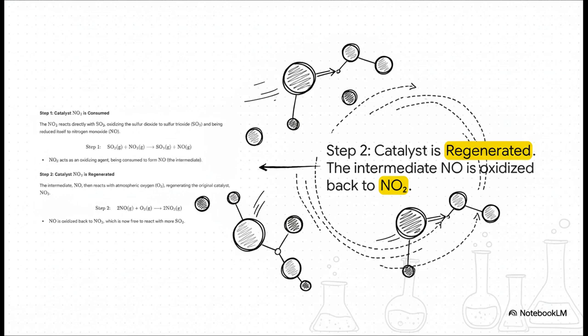Then, in step 2, that intermediate, the nitrogen monoxide, reacts with oxygen from the air. This reforms our original nitrogen dioxide catalyst, which is now free to go find another sulfur dioxide molecule and keep this whole damaging cycle going.